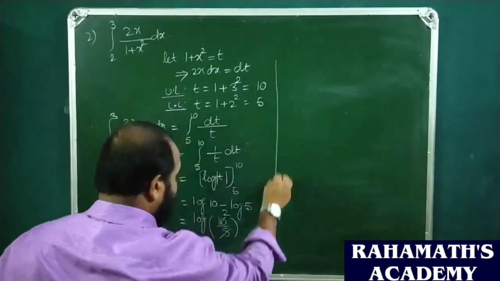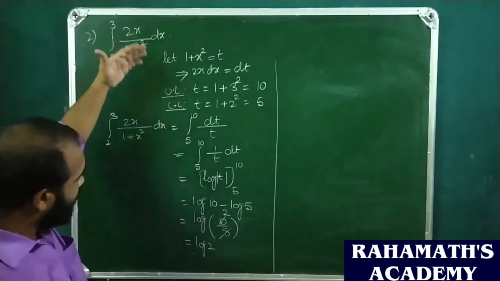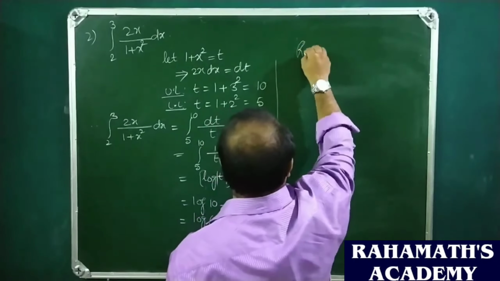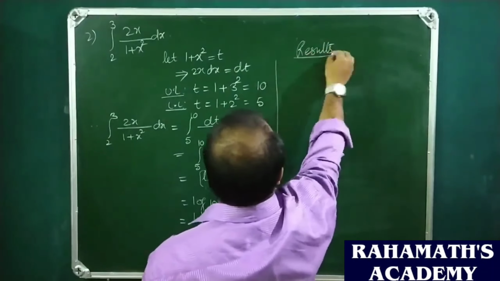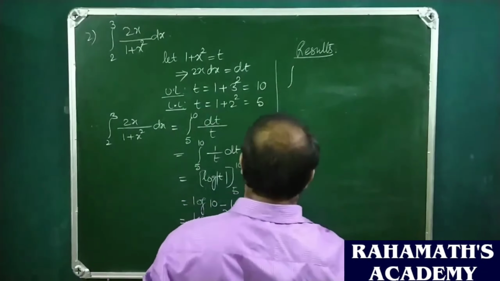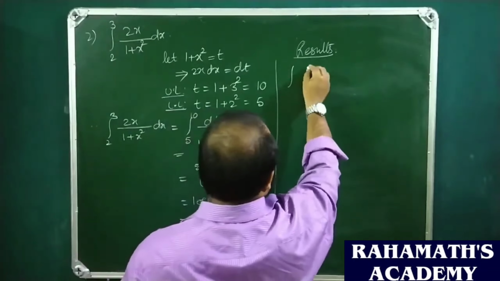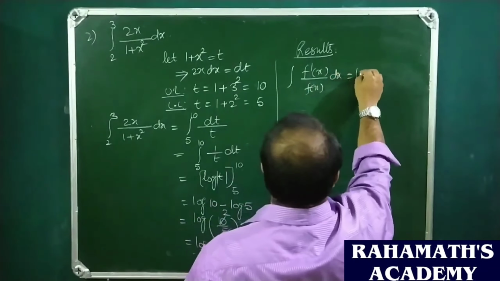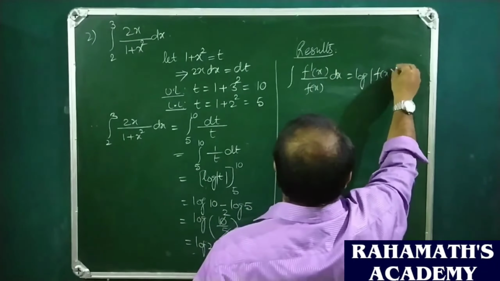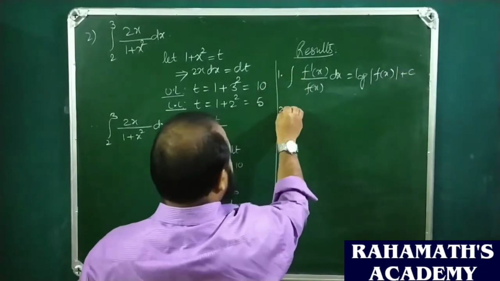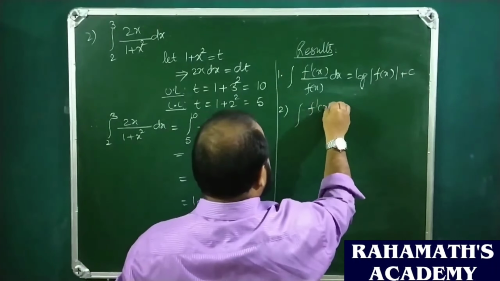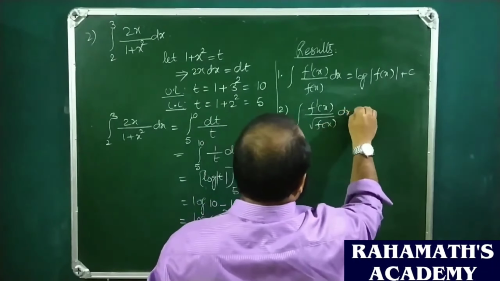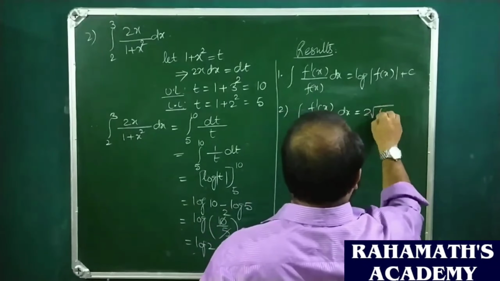Next, we don't need to do this many steps, because we have the results. What are the results? Integral f dash x by f of x dx is log modulus of x plus constant of integration c. Integral f dash x by root f of x dx is 2 root f of x plus c.